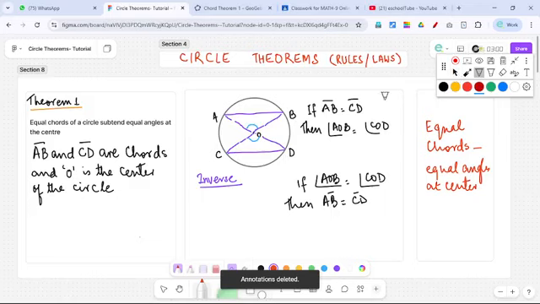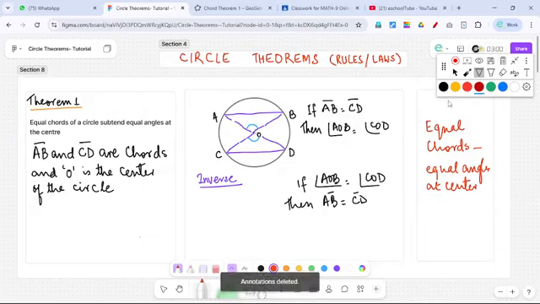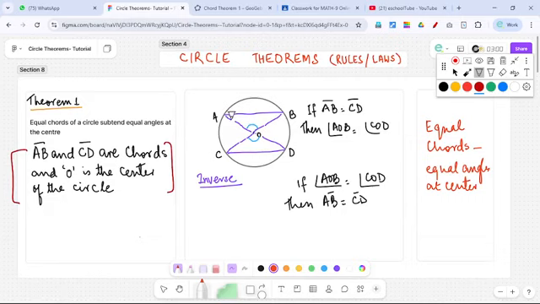It states: equal chords of a circle subtend equal angles at the center. Subtend means they make. In the center paragraph we will see some explanation, and over here we will just summarize the theorem. And these are the conditions: AB and CD are chords of a circle, and O is the center of the circle.